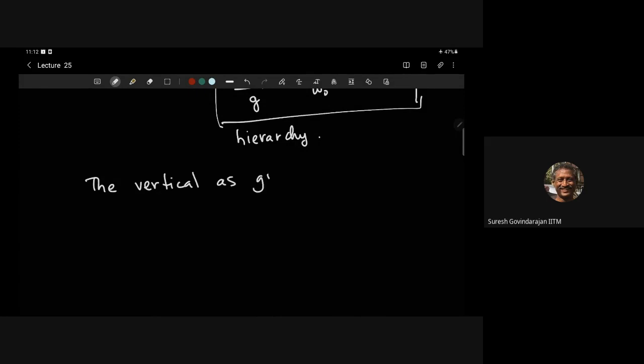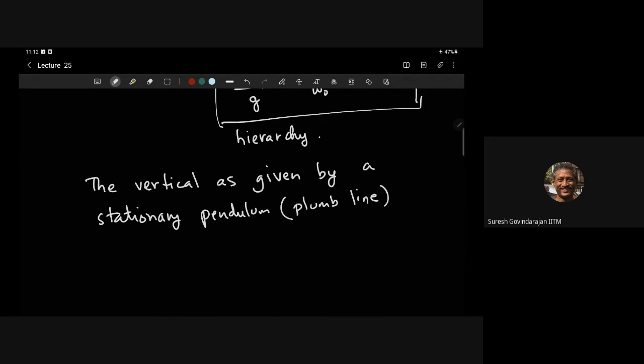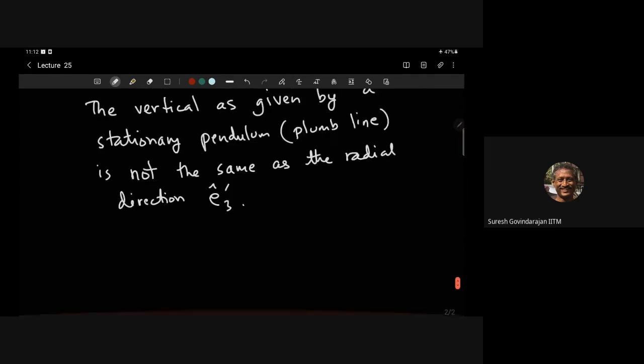And so the vertical is as given by a stationary pendulum or plumb line. Plumb line is nothing, right? The plumber wants to get a vertical, so he'll have a heavy object tied with some twine and hold it, and if it's not moving, it'll give you the vertical. It is not the same as the radial direction, which we define to be, on the local system on Earth, E3 prime. Okay, so this is important.